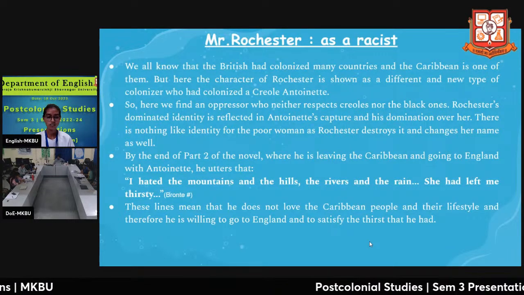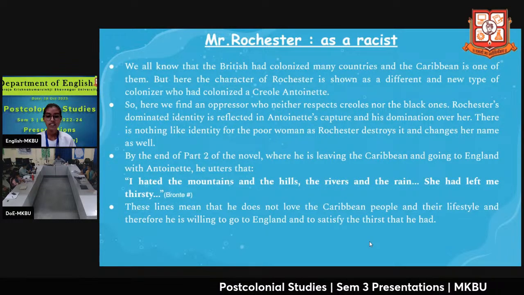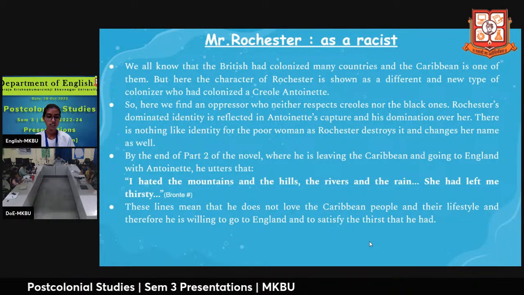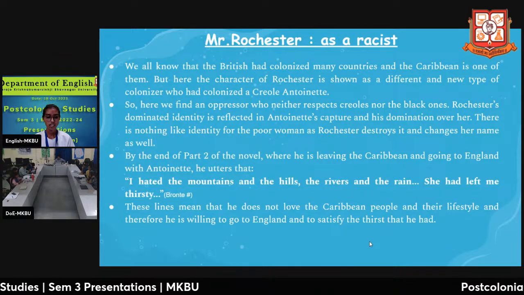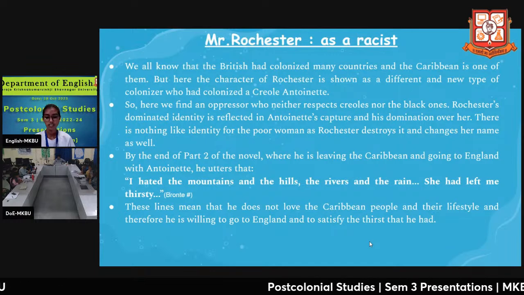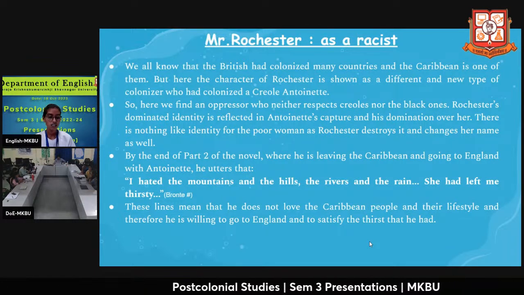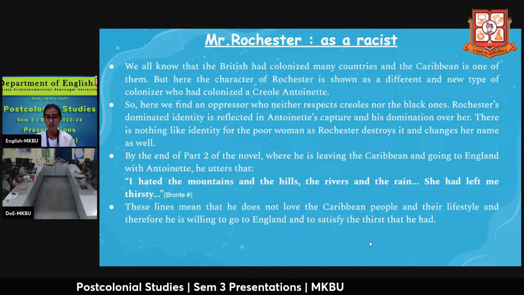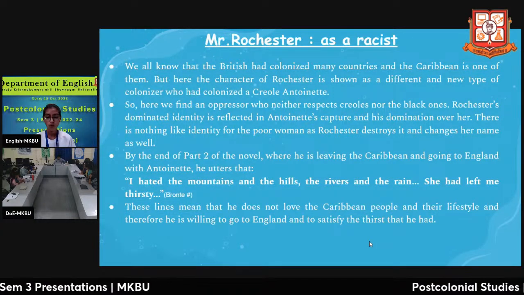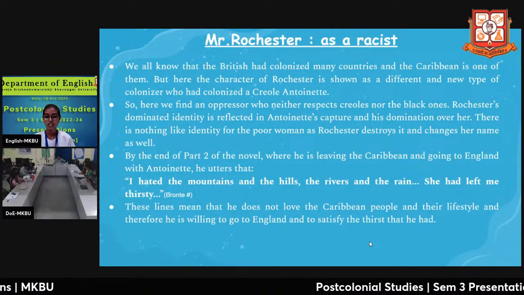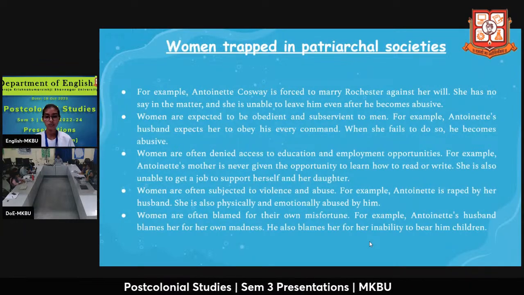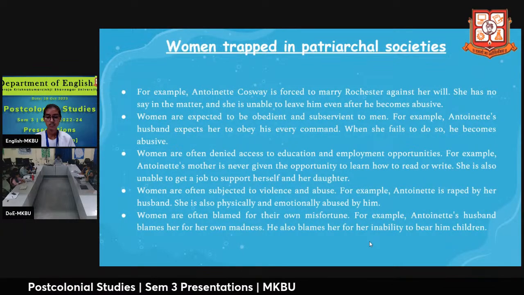By the end of part 2 of the novel, where he is leaving the Caribbean and going to England with Antoinette, he utters, I had the mountains and the hills, the rivers and the rain. She had left me thirsty. These lines mean that he does not love the Caribbean people and their lifestyle, and therefore he is willing to go to England and to satisfy the thirst that he had. Women trapped in patriarchal societies.